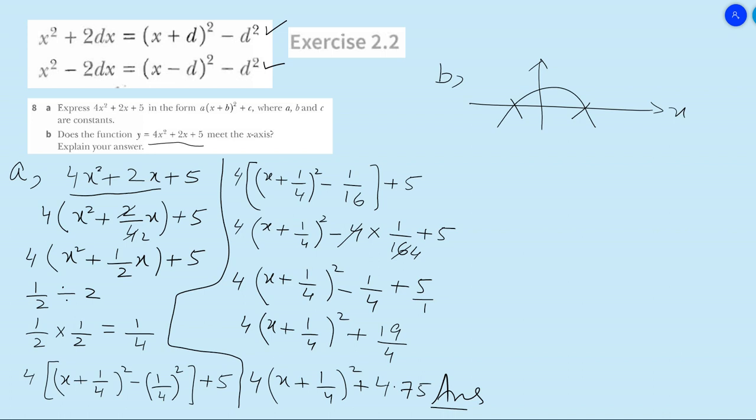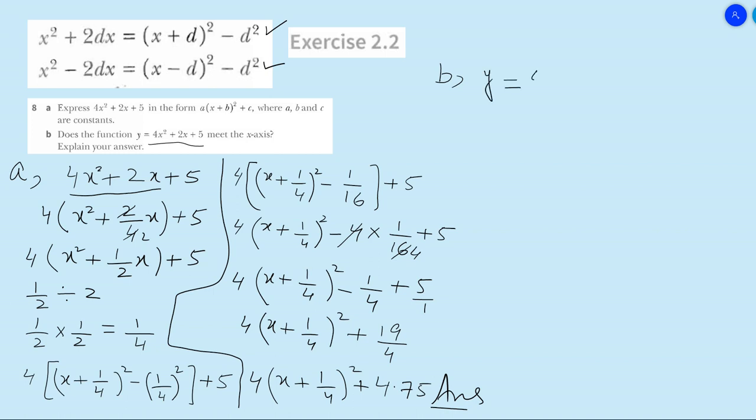First is to draw. There are two options. First is to draw the whole graph of the given function and check whether the graph is crossing the x-axis or not. But this is a very long procedure. There is another option to give the answer directly. How? Just write the answer of part A again.